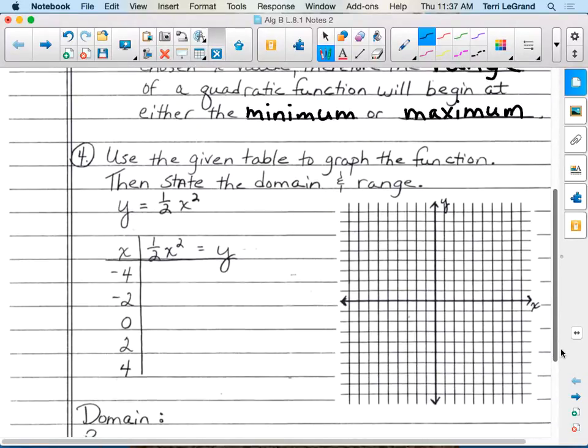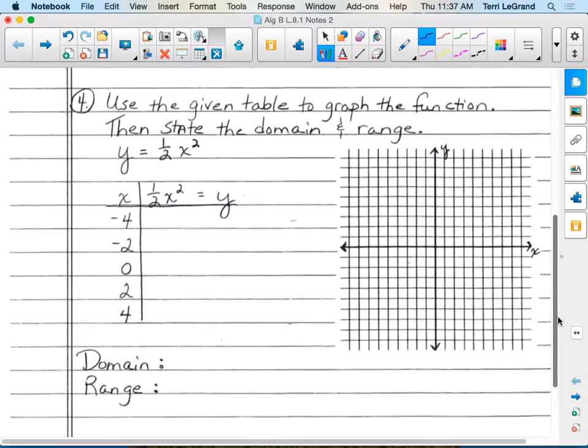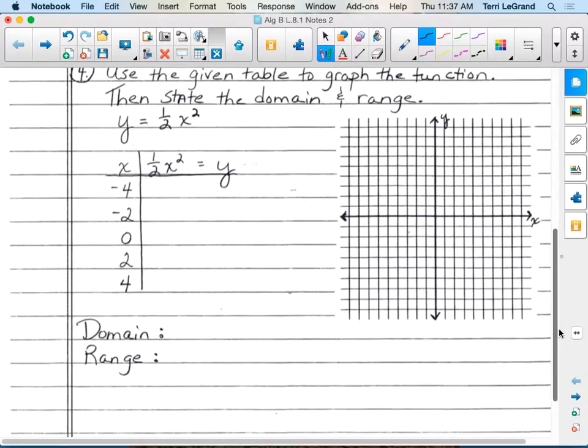So use the given table to graph the function, then state the domain and the range. What I'm going to do for you, because I want you to get good graphs, I want you to get the unit that you're supposed to get, I'm going to pick x values for you, and you're going to put them in and get the y values that go with them, okay? So in this first one, we're going to graph y equals 1/2 x squared.